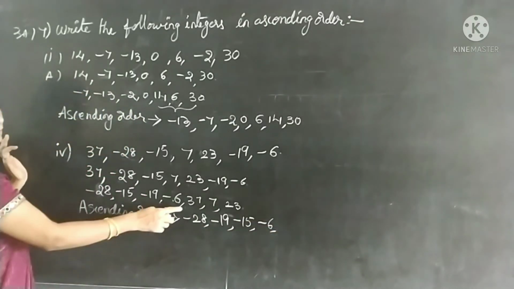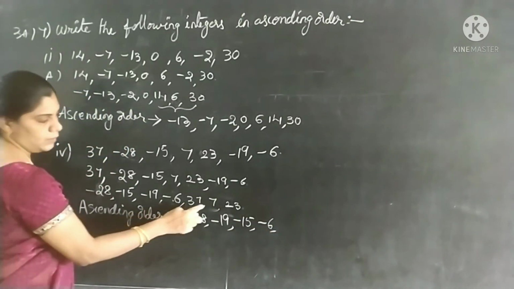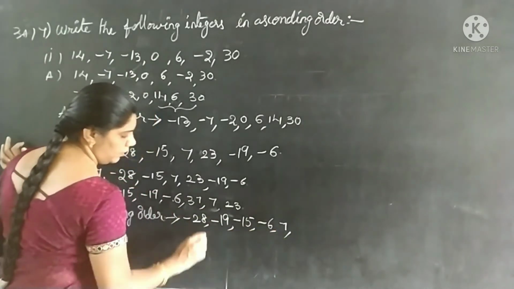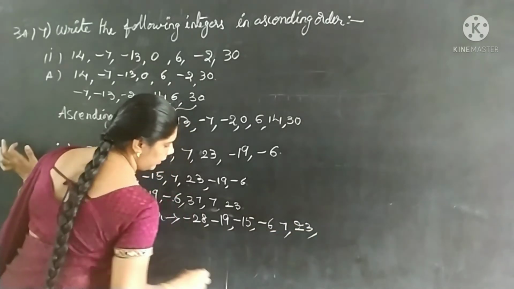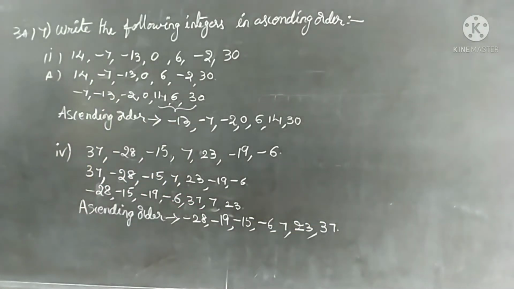And after that, arrange the positive numbers in the ascending order. Ascending order means from the smaller number first. So 7, and next smaller will be 23, and next smaller will be 37 here. Understood? This is the ascending order of the given numbers. Okay? Good. Next question.